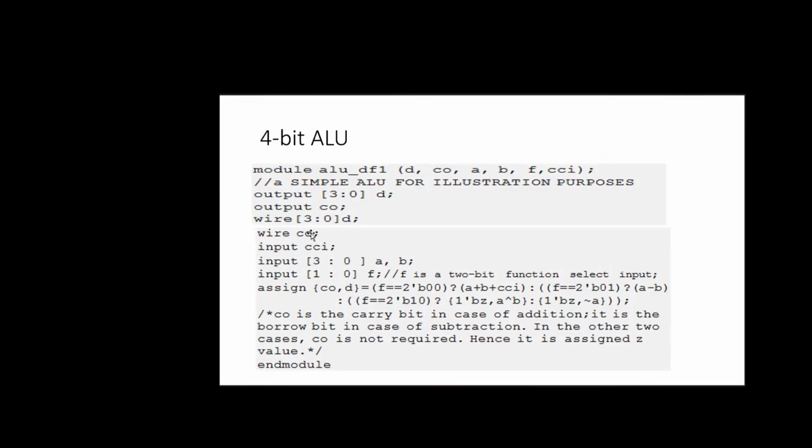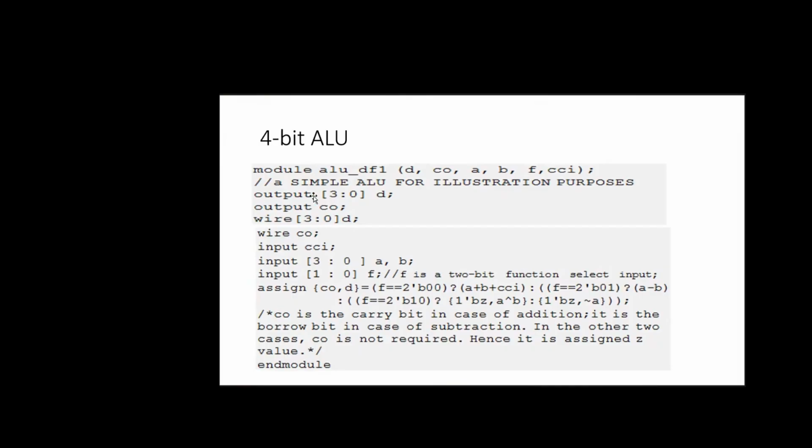Then the output, C0, is a scalar, so it is declared as Y declaration here. Outputs are represented in the form of Y. So D is the final output after performing the arithmetic and logical operations. If any carry occurs, that is nothing but C0.